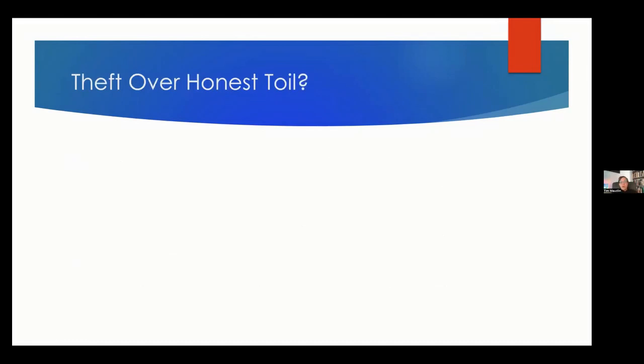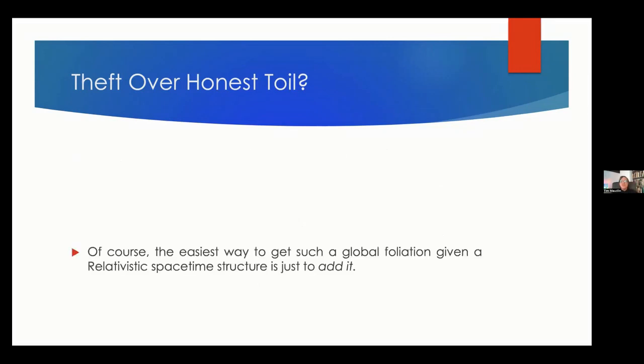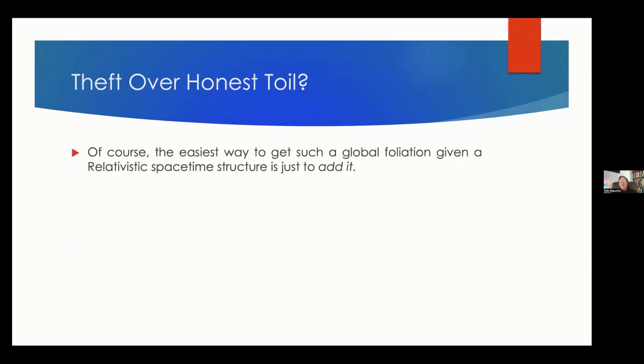Now, I've been arguing for decades that this is a reasonable thing to do. Most physicists don't like it. The reason they don't like it isn't that they argue it can't work, but that it's this kind of comment that Russell made about certain philosophical theories, where he says, well, this theory seems to have all the advantages of theft over honest toil. It just seems too cheap or too easy to say, well, I could use a foliation. I don't have one. I'll just add one.